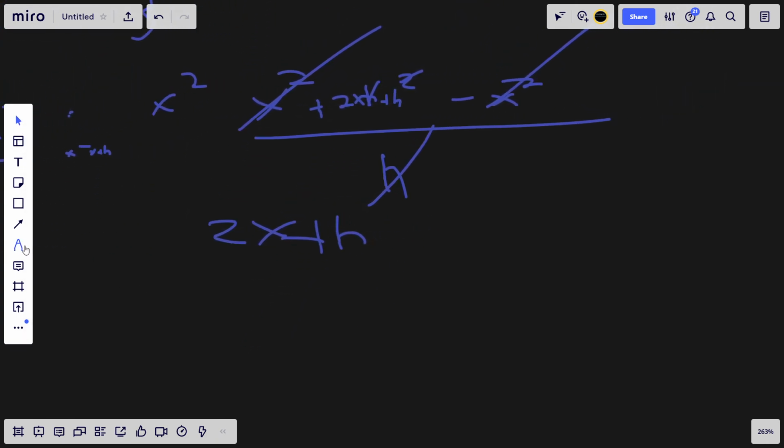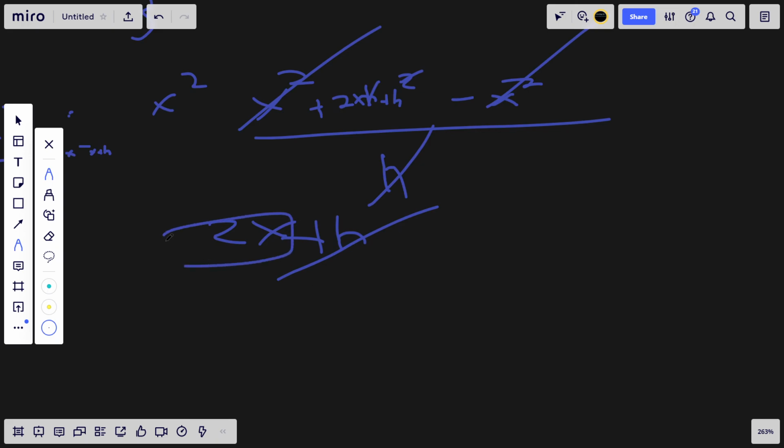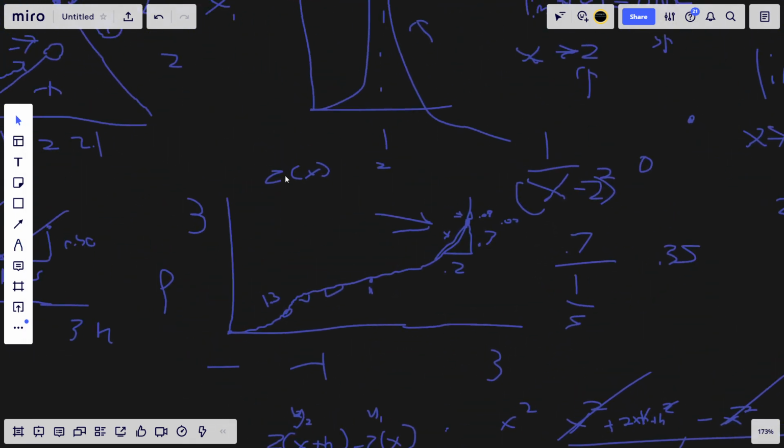Actually, I did give you an example. I lied. The h doesn't matter because it's like 0.000000, and you have 2x. So next time you see a parabola, you can walk up to it, plug in a point, let's say it's 1, and the instantaneous slope at 1 would be 2. And now you're on your way.